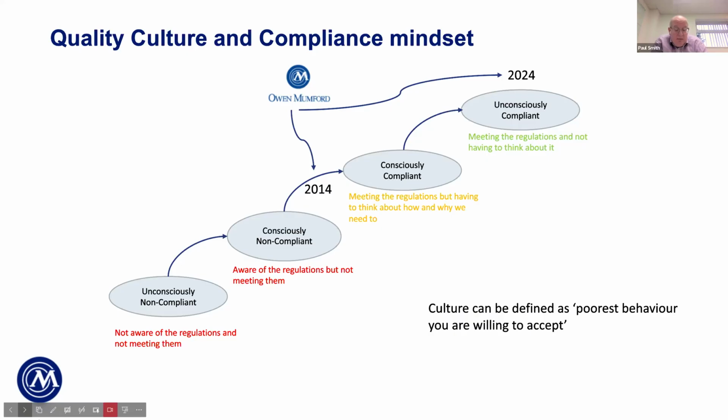And really, what we needed to do was get to the point of where we are today, where we are meeting the regulations and people aren't even thinking about it. The culture is there, the quality is embedded in everything we do. So therefore, we have a much lower cost of poor quality.